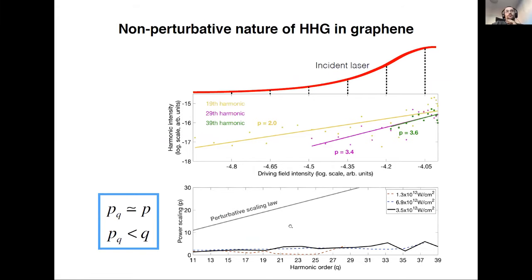Now in this second one, we see the extracted power scaling as a function of the harmonic order for three different driving intensities. As we can see, we can conclude two things. The factor P for every harmonic is almost the same and is less than the order of the harmonic. So this clearly reflects the non-perturbative behavior of high harmonic generation in graphene, similar to what happens in gases.